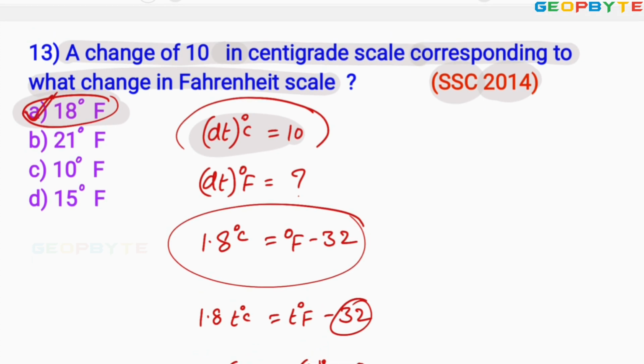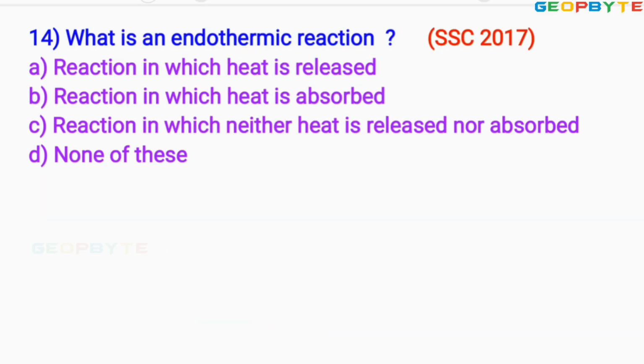This problem is also a very important problem. Therefore let me mark it as a 5-star problem. In this video many 5-star problems are there. Most expected problems are there. Let us take the next problem. Look at the problem. It is asked in 2017 for SSC exam. All these are already asked in different competitive exams.